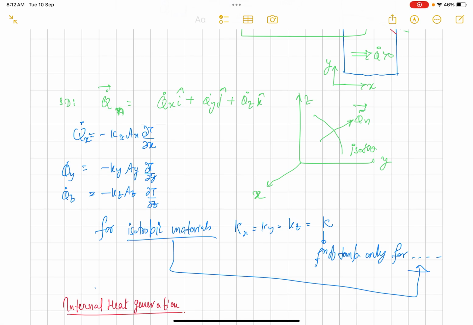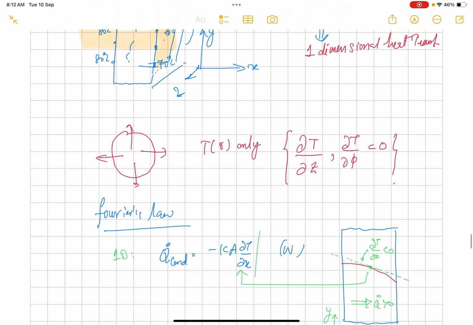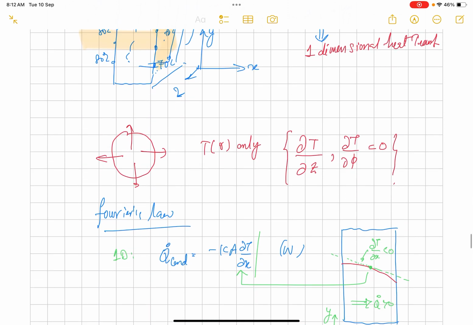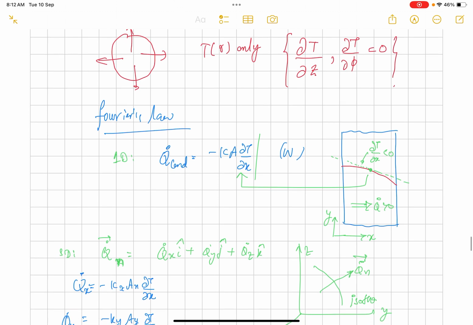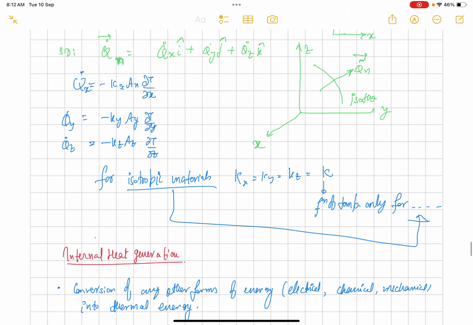Hello. So up till now we have studied heat conduction and various forms of Fourier law for one-dimensional and three-dimensional. And we have also studied steady state and transient heat transfer basics. So we will now study internal heat generation. Then we will move on to the generalized thermal energy balance, which is nothing but the first law of thermodynamics.